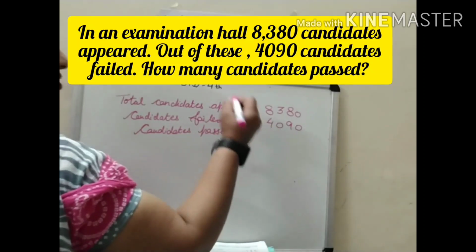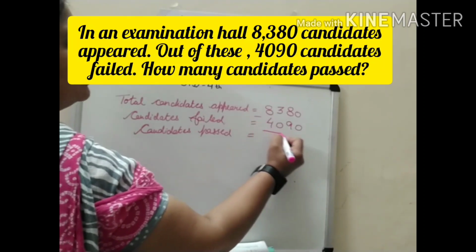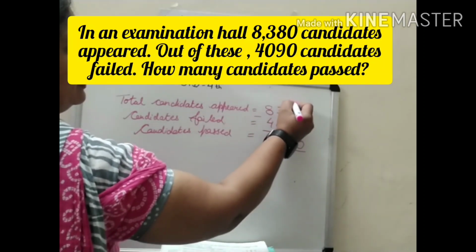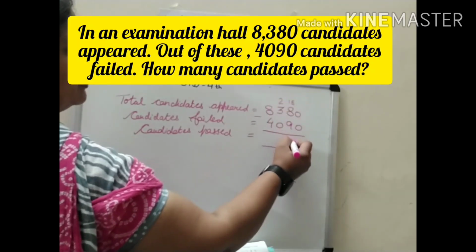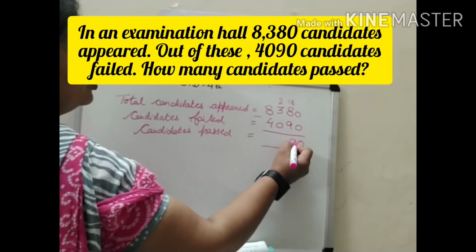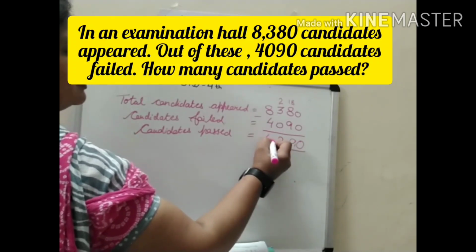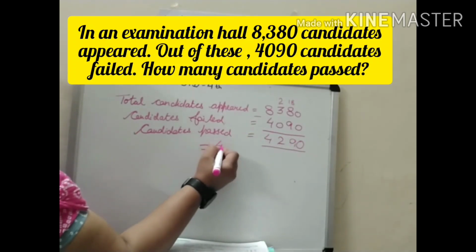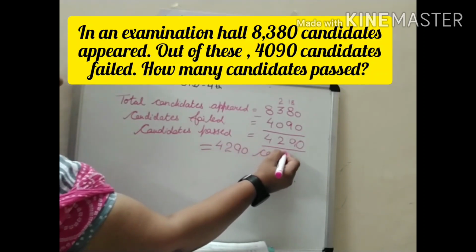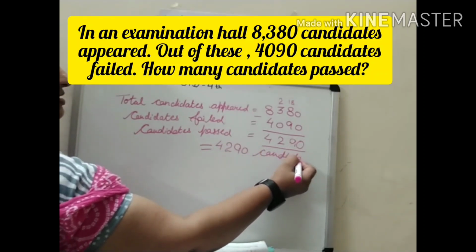Now again, very important, don't forget to write the sign. Then 18, here 2, 18 minus 9, 9. Here will be 2, 8 minus 4. So what will be the answer? 4,290 candidates, answer. Okay children.